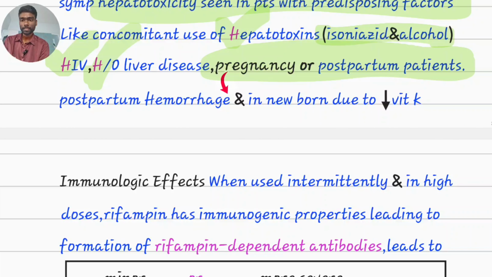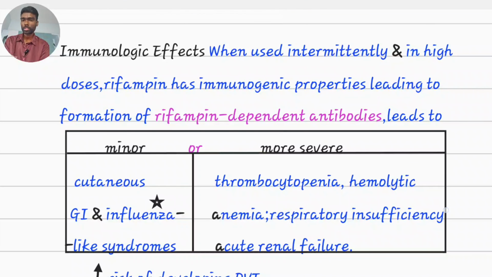In pregnancy, particularly in the third trimester, it will lead to postpartum hemorrhage and hemorrhagic disease of the newborn because of reduction in vitamin K dependent clotting factors. Hence, we have to supplement vitamin K to pregnant ladies, and give vitamin K injection immediately after birth to the newborn.